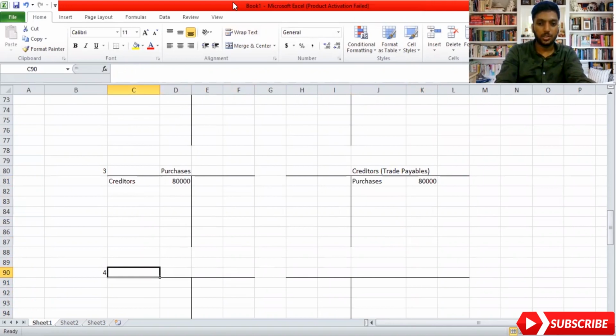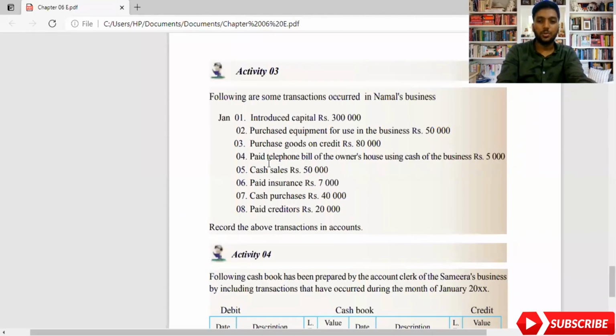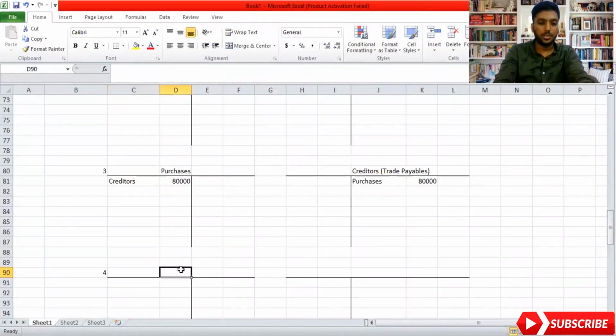Adjustment number 4. Where's adjustment number 4? Pay telephone bill of the owner's house using cash of the business. Now, from the business cash, you can't make payment to your house bill. So when you pay the house bill from your cash of the business, it is known as drawings. Drawings is taken for owner's individual use from the business. So drawings account, and actually he is taking some cash. So cash is decreasing of the business.